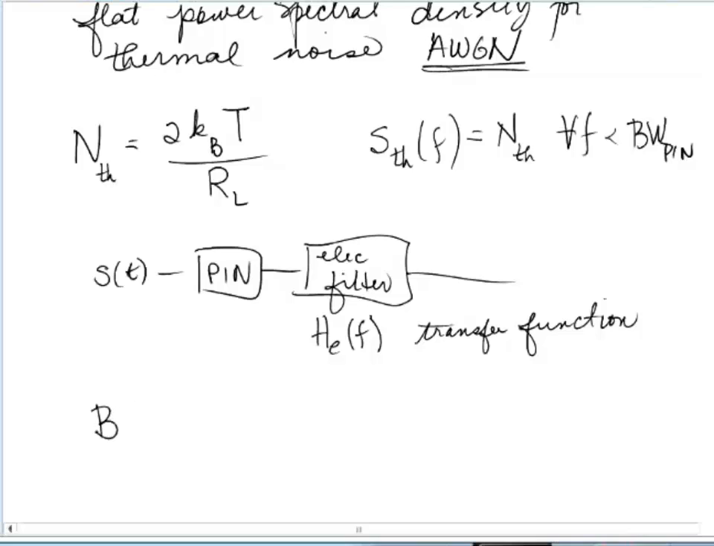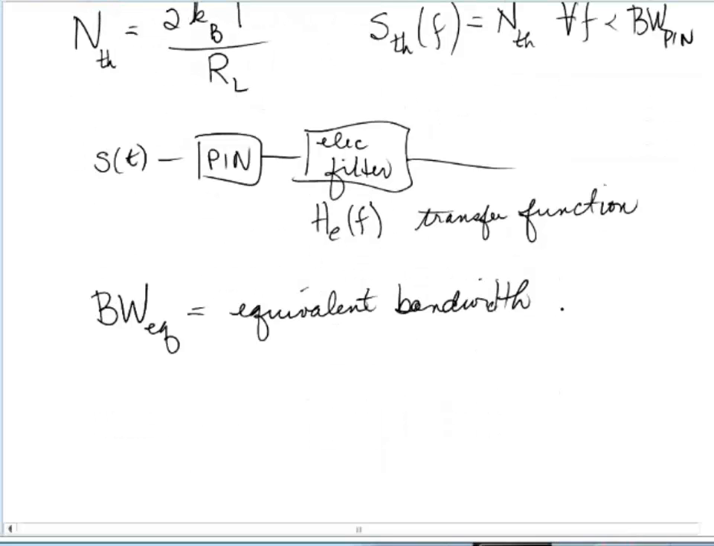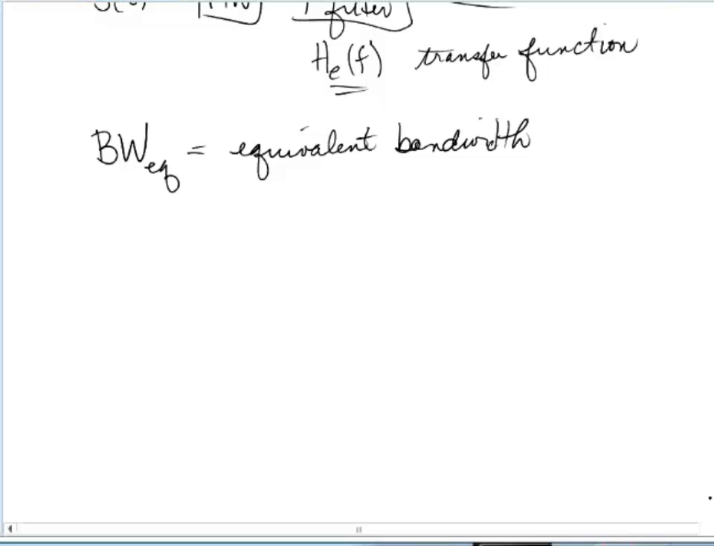And there's a formal definition, which I'll go into on Thursday. But for right now, there's an equivalent bandwidth, which is a measure of the width of the filter that is not dependent on the filter shape. Although the filter H_E of f may have a particular shape in the frequency domain, the equivalent bandwidth, which we usually call the noise equivalent bandwidth, reduces the filter to one characteristic.